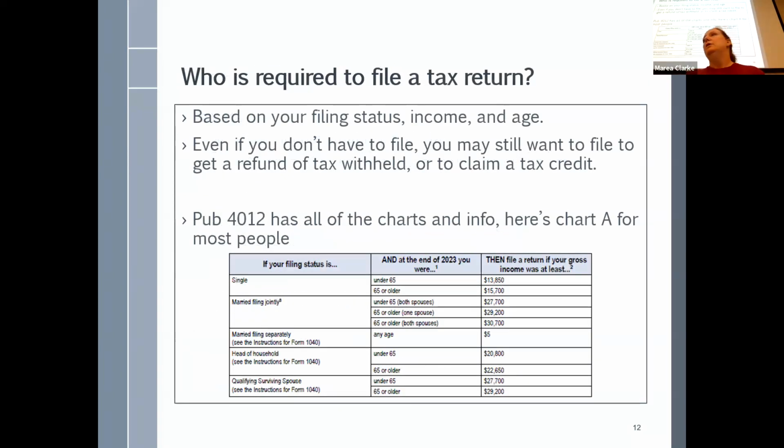All right. The next thing is who has to file a tax return? Again, the rules are all about your personal situation. It's going to be based on your filing status, which we're going to talk about, how much income you have, and your age. Even if you don't have to file, you may still want to file because you might get a refund of any tax that was already taken out, or if there's a refundable credit, you might get that even if you never had to pay any tax.